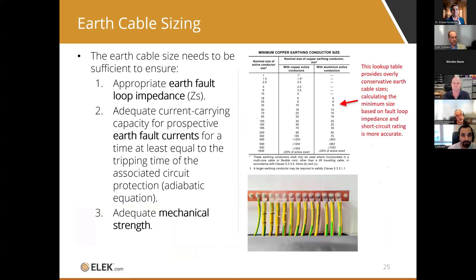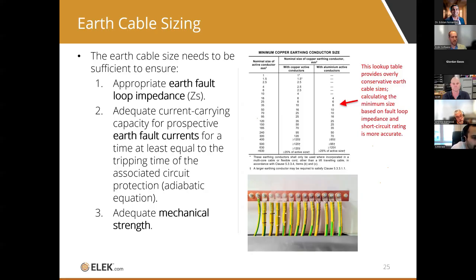Earth cable sizing. There are different ways being used in industry to calculate cable sizes. Usually on the right-hand side, you'll see a lookup table. This is pretty common in Australia and the UK, to use a simple lookup table for sizing your earth cables. It's based on the active cable size, and then you get a respective minimum earth cable size. It's a simple way, but it doesn't always give the correct answer, and it's almost always conservative.